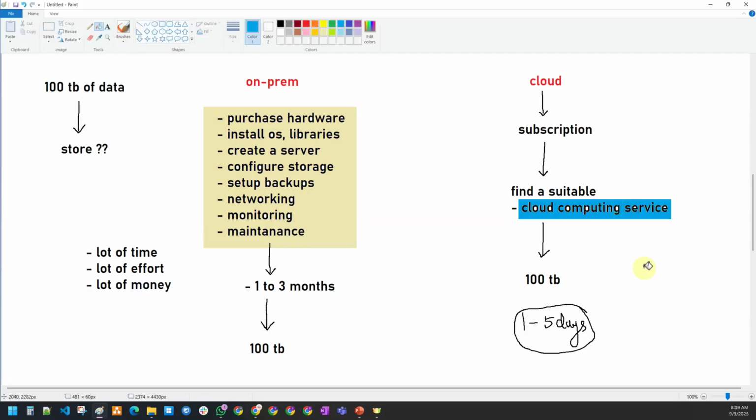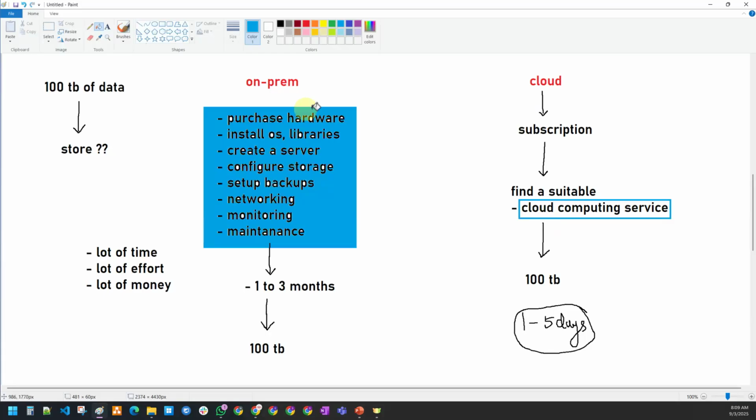So cloud is offering the cloud computing services. Any cloud provider is going to provide you the cloud computing services. What is the advantage of the cloud computing services? The advantage is that you can focus on innovation rather than building the infrastructure. You can rent these services rather than building the infrastructure from scratch.